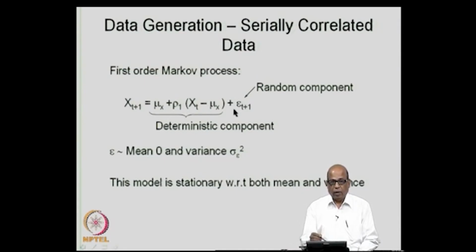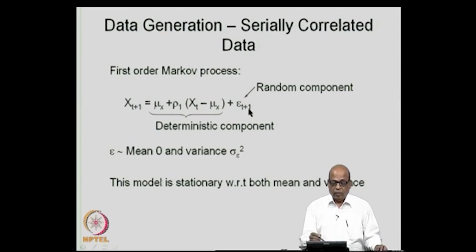Because we would like to have the same mean, the epsilon must have the same mean of 0, as we will presently demonstrate. But to maintain the variance the same, the sigma e square must have a particular variance. We will just see what happens to that. So, this model essentially generates x t plus 1, that is the sequence x t, it generates using the previous value of x t and the dependence of the current value on the previous value given by rho 1.